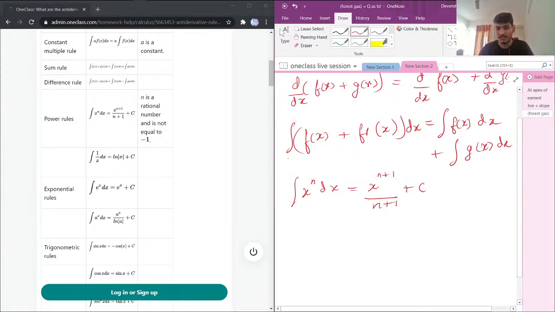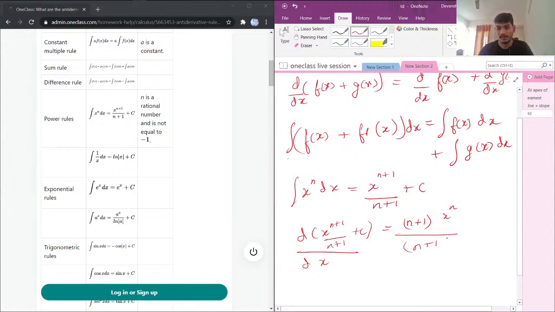So I'll differentiate this with respect to x. So x power n plus 1 over n plus 1 plus c with respect to x. So n plus 1 times x power n plus 1 minus 1, so it will be n over n plus 1, and differentiation of the constant is 0, so I can cancel this term, and again this identity is also correct.